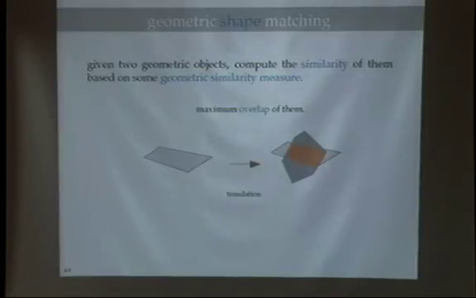So under the maximum overlap measure, we can consider translation as a transformation. So if you are only allowed to use translation, and you find their maximum overlap, then the overlap size is the measure of their similarity in this case. Or you can consider rigid motion. Rigid motion is a combination of translation and rotation, and you want to measure their maximum overlap, and if they overlap quite much, then they look similar. So the typical question is, okay, then find the maximum overlap between two convex polygons.